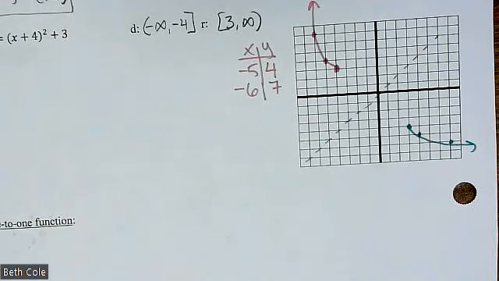But if it looks like something's missing, it's because it is. We only did half of the graph. You cut off the other half. Is it okay? That's okay. It doesn't need to be perfect.